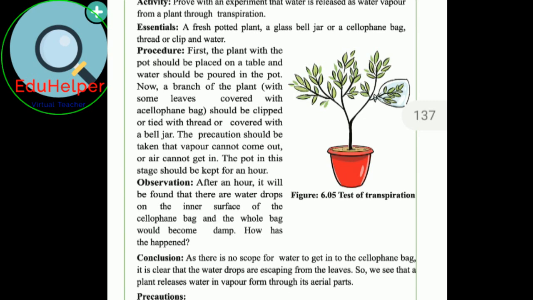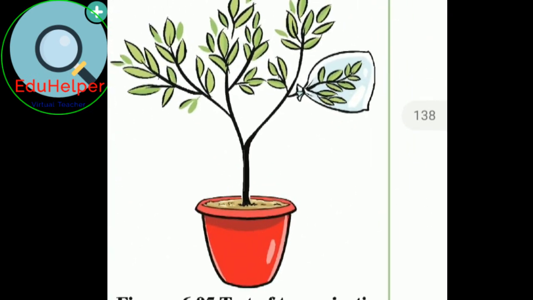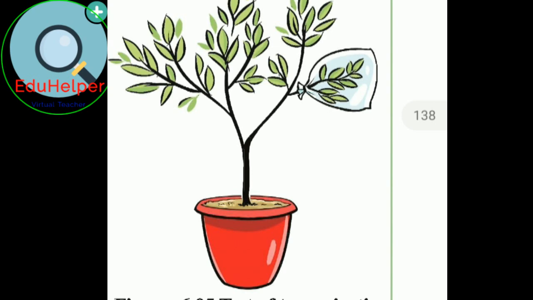Procedure: first, the plant with the pot should be placed on the table. This is very important. Water should be poured into the pot. Now a branch of the plant with some leaves should be covered with a cellophane bag, clipped or tied with the thread, or covered with a bell jar. The precaution should be taken that vapor cannot come out or air cannot get in. The pot in this stage should be kept for an hour.